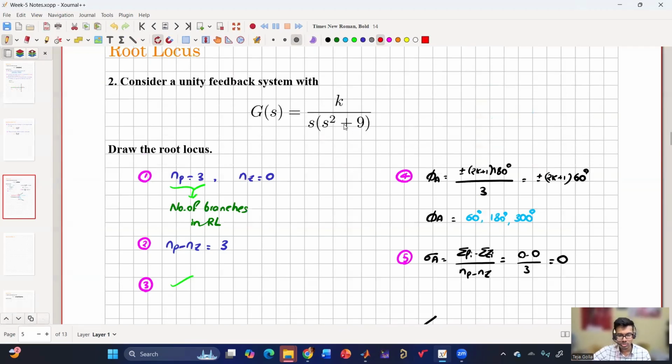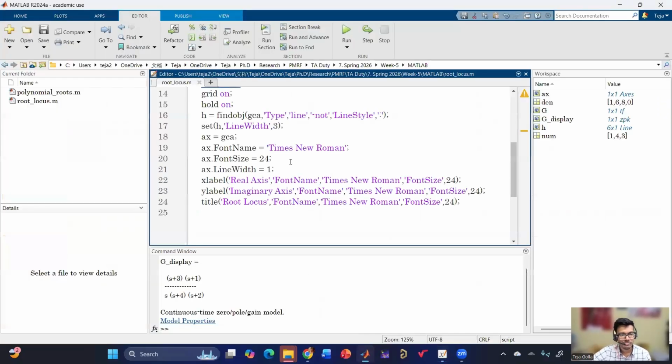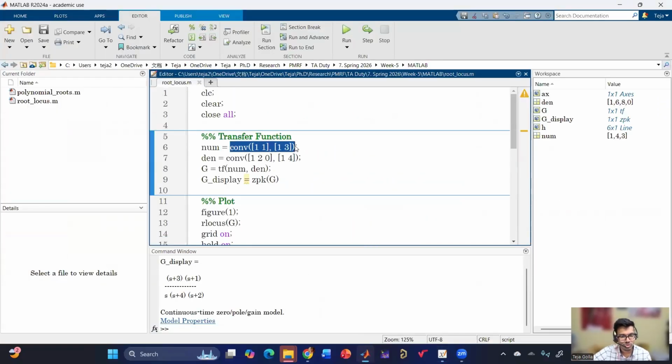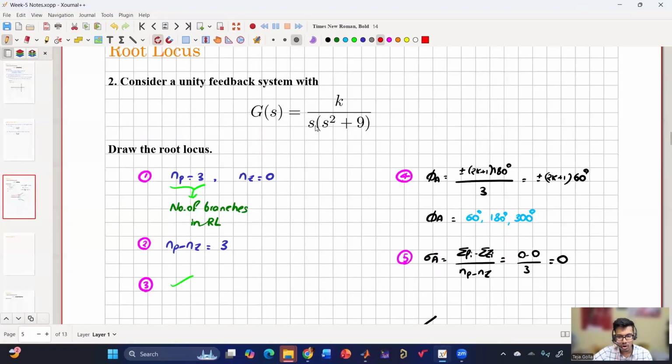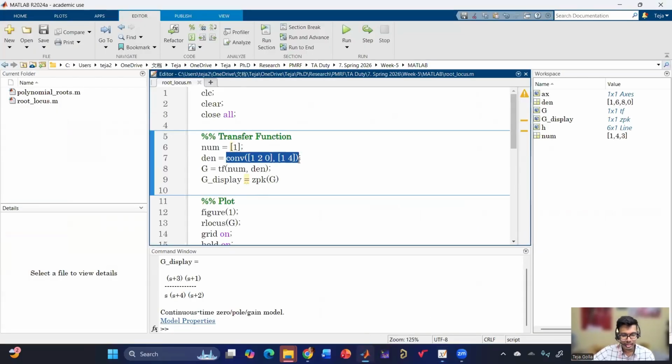So now let us do the same exercise. We have to plot the root locus using MATLAB. Numerator is 1, only 1 is there, there is nothing else, so I'll put 1. The denominator I can convert into a single polynomial, which is s cube plus 9s. So I will write the denominator as s cube plus 0s square plus 9s plus 0. Is that clear how we write the numerator and denominator?